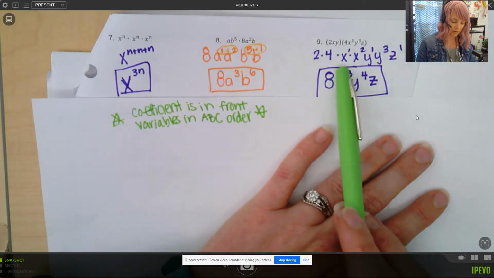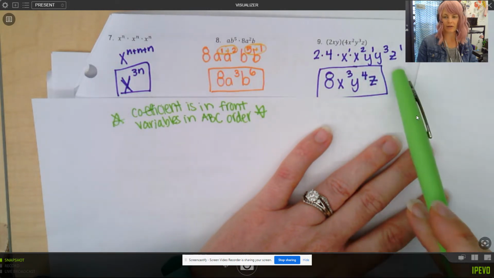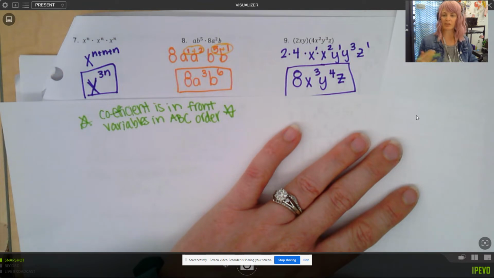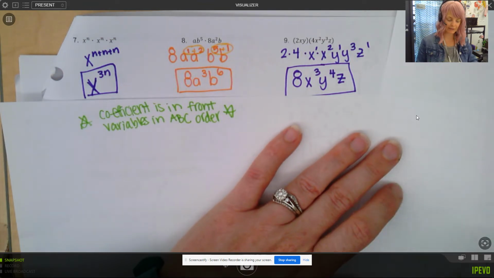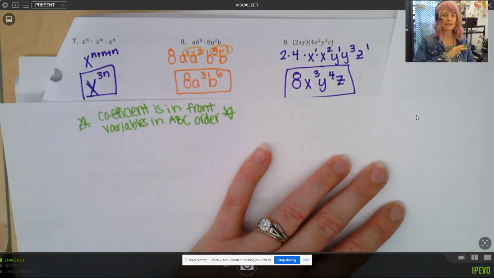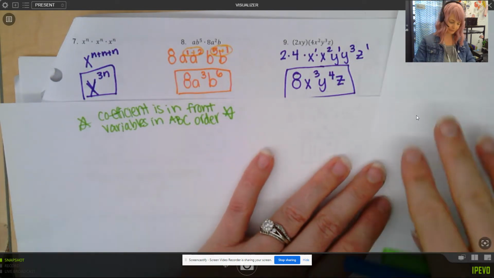So the next one, you'll see, again, since everything's being multiplied, we brought the 2 and the 4 next to each other. We brought all the x's next to each other, all the y's and all the z's. I find writing that exponent of 1 to be really helpful so you don't lose any of your exponents. And then 8, x to the 3rd, y to the 4th, z. No parentheses, no multiplication dots, and it has to be written that way. We are not writing it in any other order.